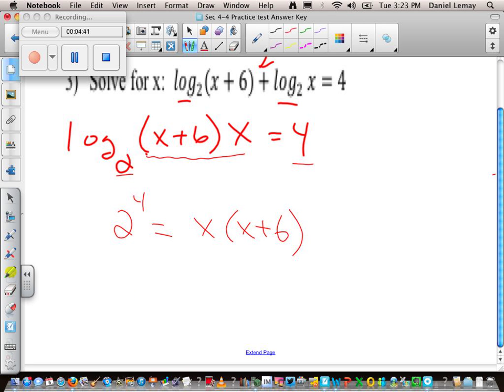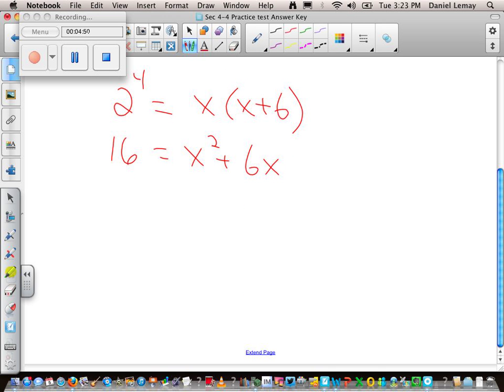So if I complete this, I'm going to get 16 equals x squared plus 6x. So now this is a quadratic. So I'm going to subtract 16 from both sides. And then I'm going to wonder if this factors. I mean, I could use a quadratic program, but I think this factors pretty easily.